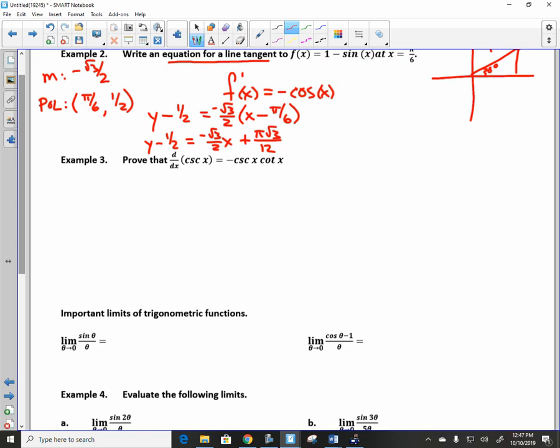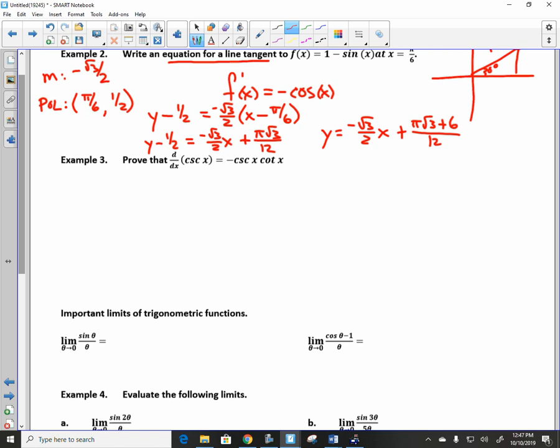And then I'm going to add the 1/2 to both sides. So y is equal to negative root of 3 over 2x. And as we add the 1/2, we add 6/12. So plus pi roots of 3 plus 6 over 12. So that's my slope. That's my y-intercept. It looks ugly. That would be actually a very excellent AP exam question. That's the type of question that you're going to see.